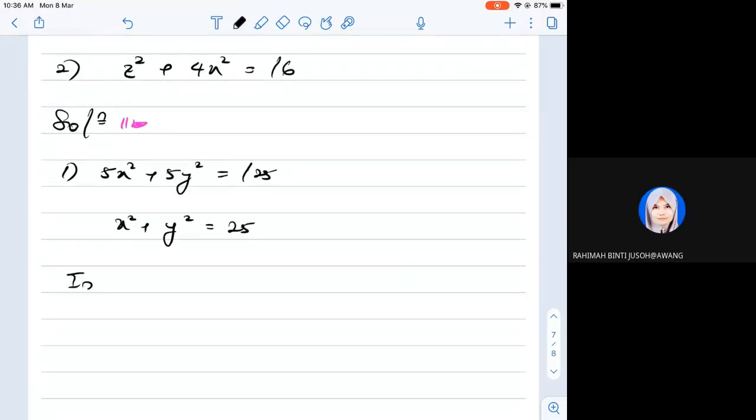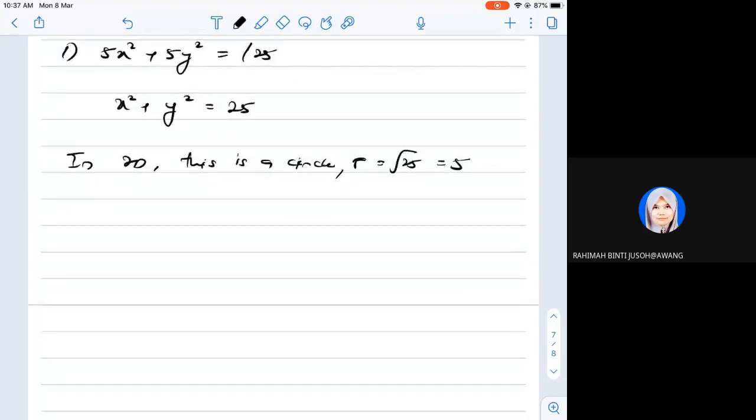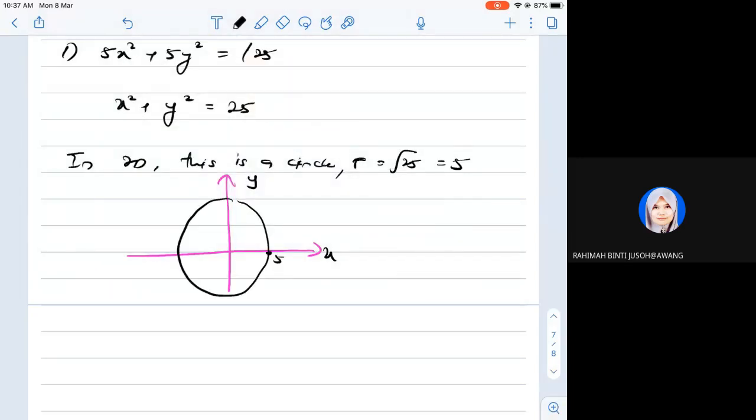Circle. Yes, very good. In 2D, this is a circle. This is a circle with radius r equals to 5. Yes, r equals to square root 25, which is equals to 5. Alright, good, very good. So now, in 2D, dia adalah satu circle. X, Y. Satu circle dengan jari-jari 5 lah. Like this. Okay, so here is 5, negative 5, atas ni 5 lah. Bawah ni negative 5. Something like that.